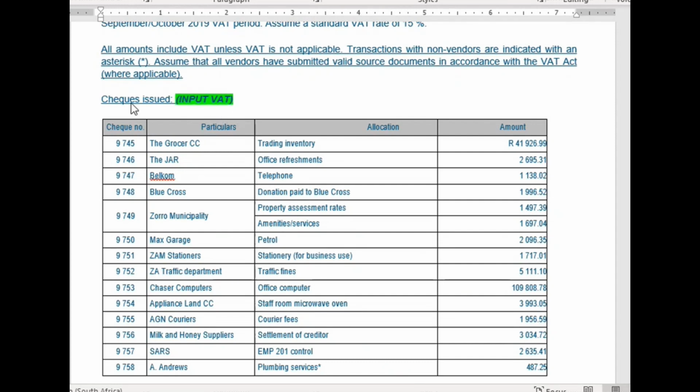Remember? Because what will you normally do when you issue a check? You will record the transaction in the cash book payments, and one of the columns there will be your input VAT. And input VAT is money that you are going to claim back from SARS. Okay. So you're paying for something, part of the money you're going to claim back. So everything that relates to checks issued will have input VAT, unless, of course, it is marked with an asterisk.